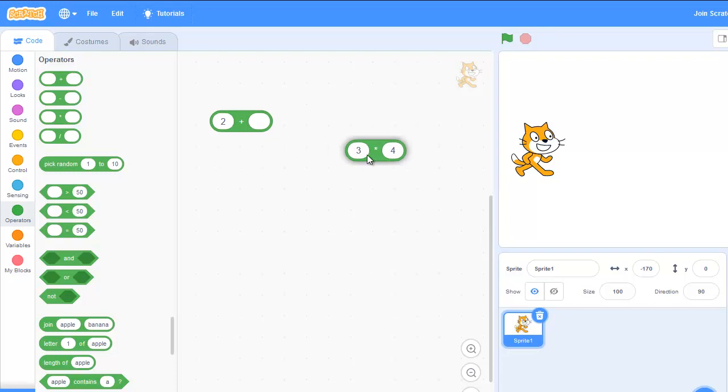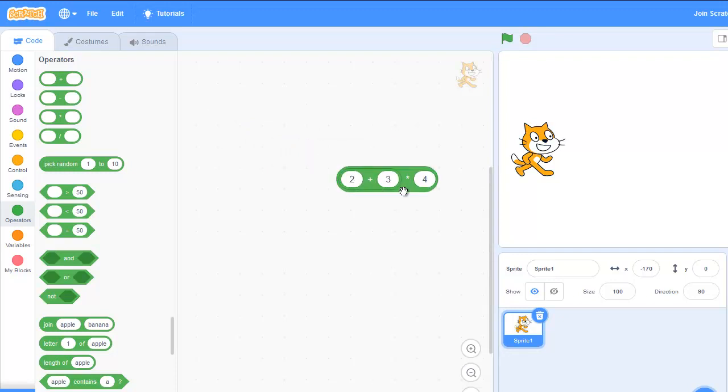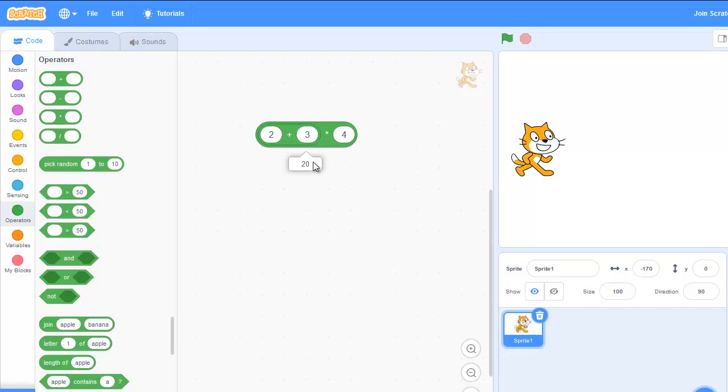Now if we work it the second way, where we had the parentheses, with the parentheses we said do the addition problem first, 2 plus 3. So in Scratch, the order of operation would be we would put this on top. So this says on top 2 plus 3, we do that first, times 4. When we do that, we get the answer of 2, 2 plus 3 is 5. 5 times 4 is 20.